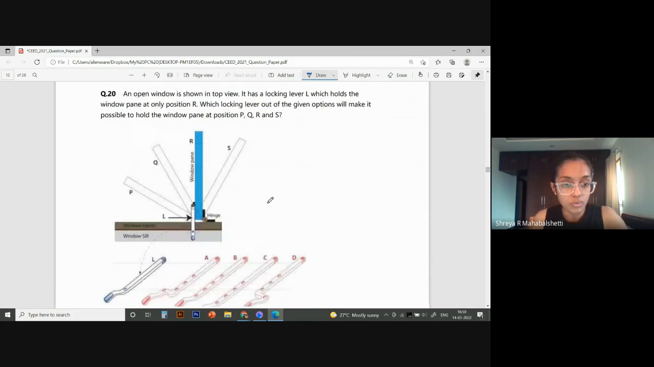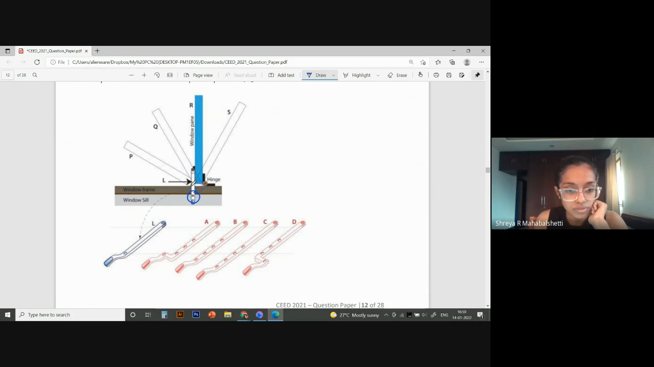Okay. Now, an open window is shown in the top view. It has a locking lever L, which holds the window pane at only position R. Which locking lever out of the given options will make it possible to hold the window pane at position P, Q, R, and S? Okay. So right now it can only hold at R, you can see this, right? So you can see this. That's why you can see that hole there, and that's why it is holding it at R.